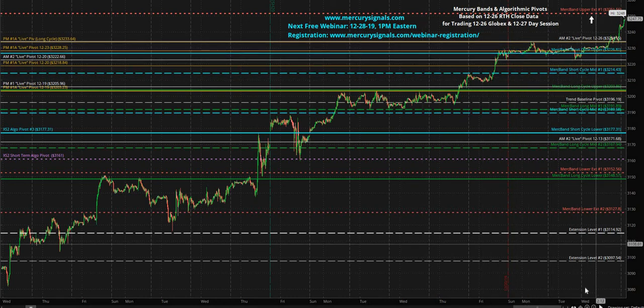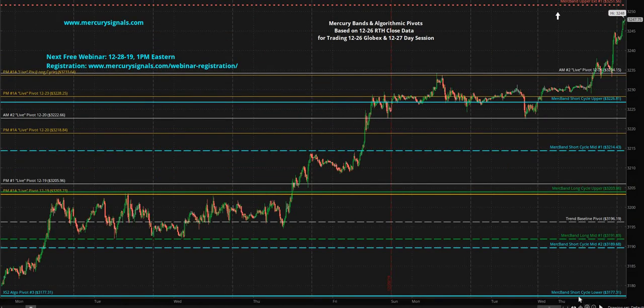Now, let's zoom in on the chart for a little bit. And you can see, if you look closely, the live pivots from today. Now, let's move in just a little bit closer.